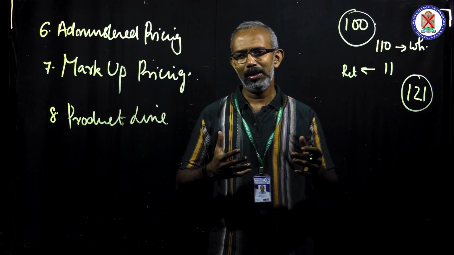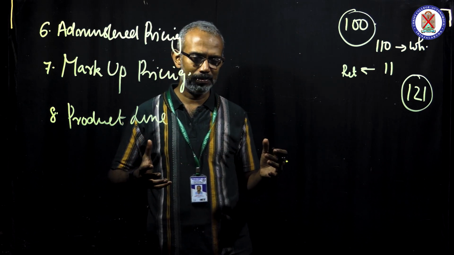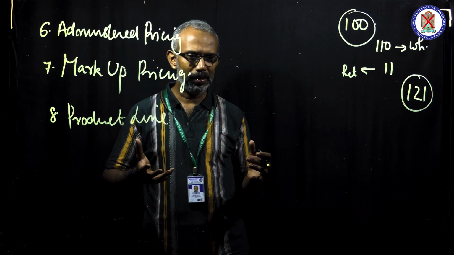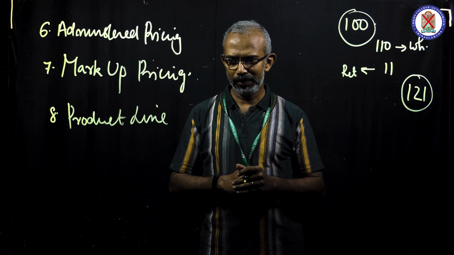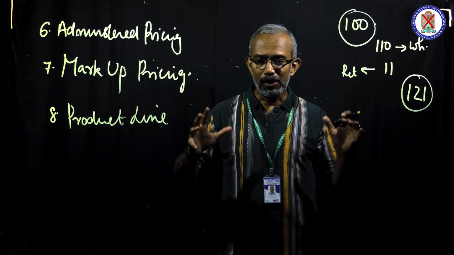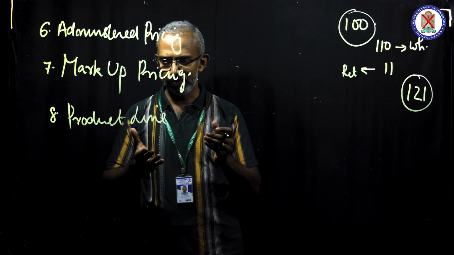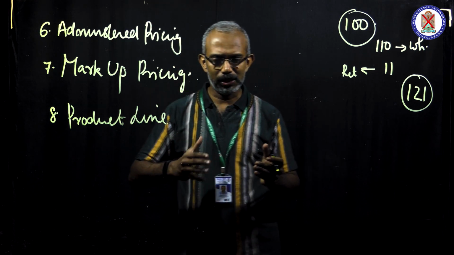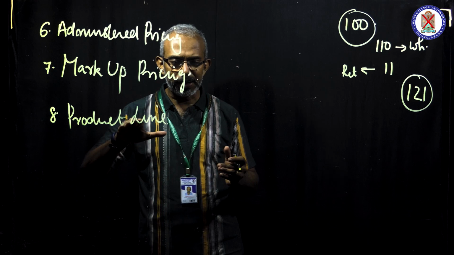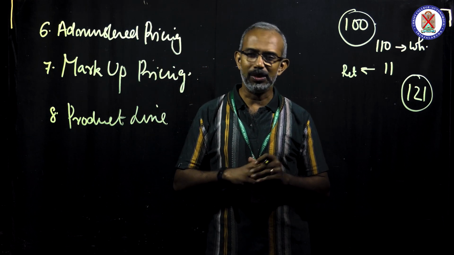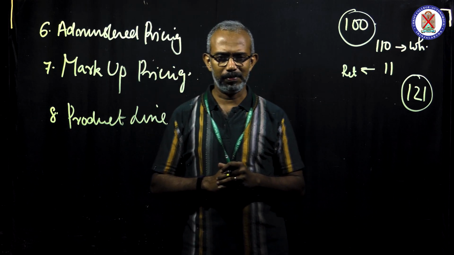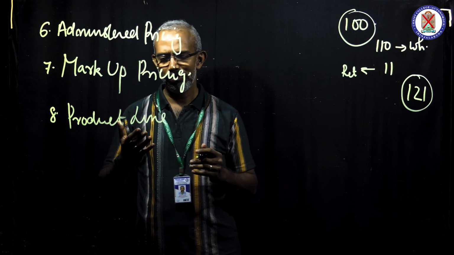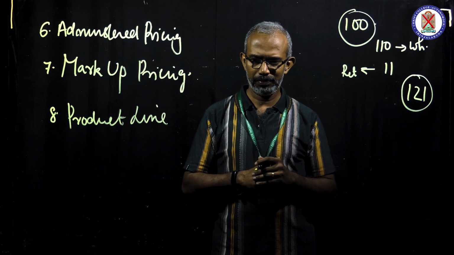How does a firm price such similar products? Obviously, each of the products in the product line might carry a different price. How are these prices fixed? What are the relationships between these prices? On what basis are the prices of different products in a particular product line fixed? This is what is meant by product line pricing. To understand this better, let us take the case of a few examples.